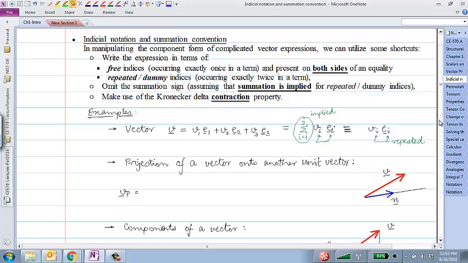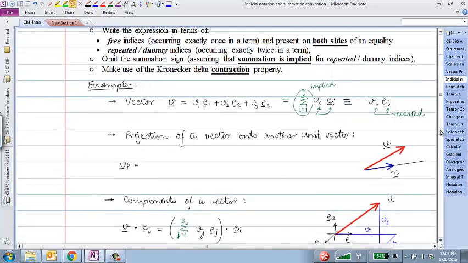Okay, let's use that in an example here. An example of a case where we have a vector V and we want to find its projection along a unit vector n. Okay, so this n is a unit vector. I want to find its projection along this vector. How do I do that?